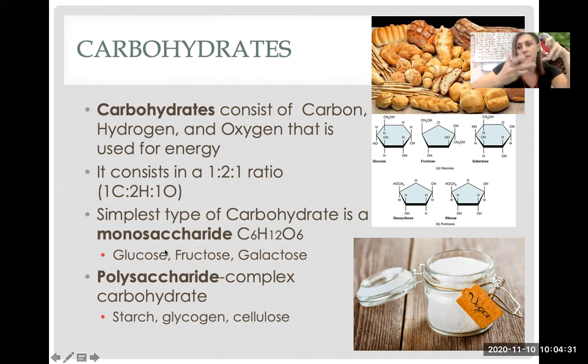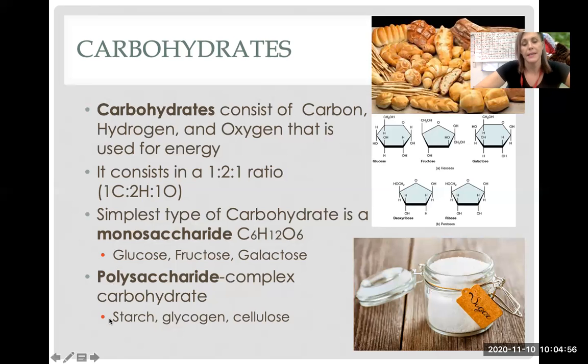Saccharine means it's sweet, it's sugar. So monosaccharide, one sugar. Examples of monosaccharides are glucose, fructose, and galactose. And then when the monomers of sugar form and get into big longer chains, that forms a polysaccharide, which is a complex carbohydrate.